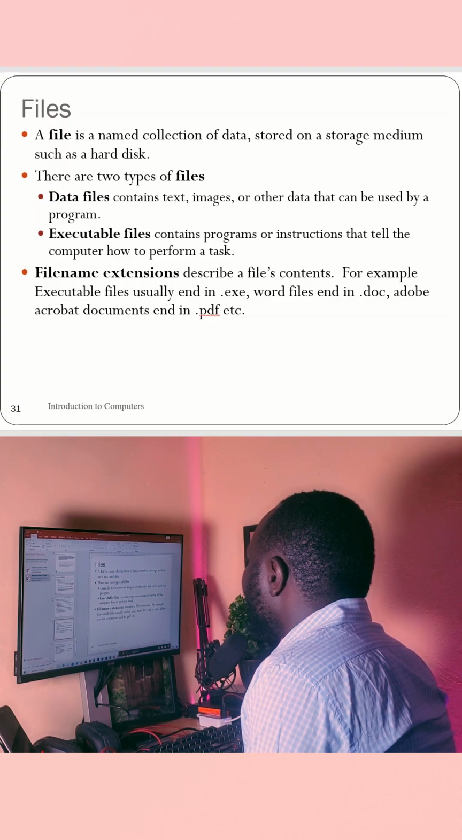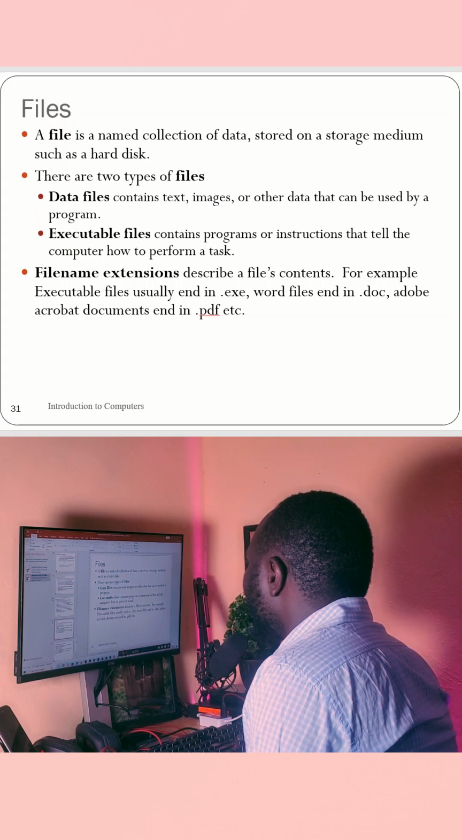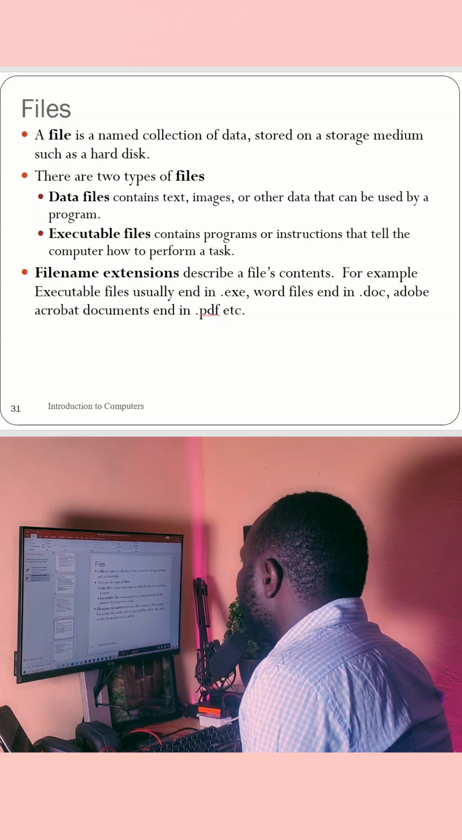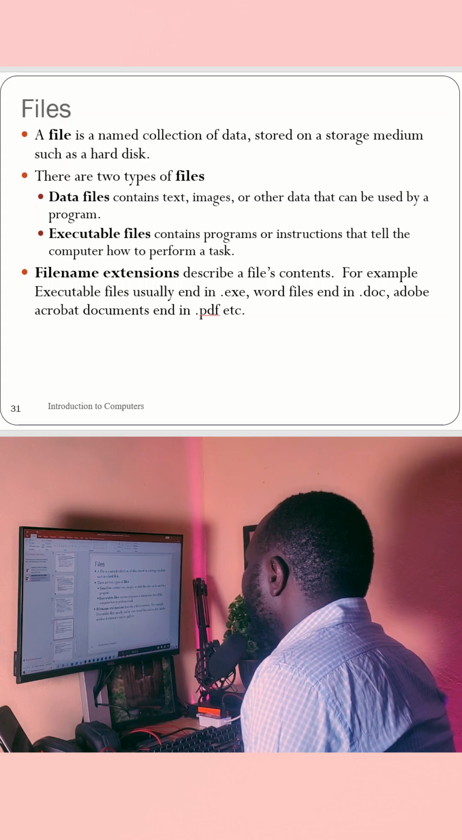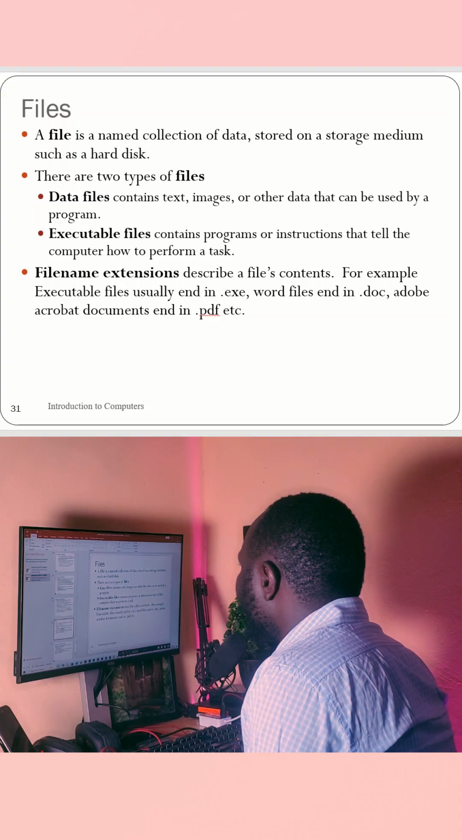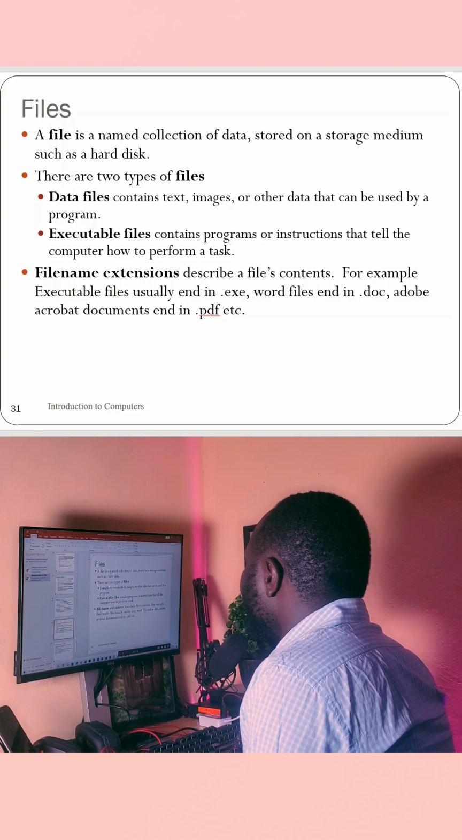Then we also have executable files that contain programs or instructions that tell the computer how to perform tasks. All the computer programs that we install on our computer are actually executable files. But the files that we open on our computer, such as images, you open your Microsoft Word and start typing, you open your PDF, these are all just data files. But the ones that we install are actually executable files.